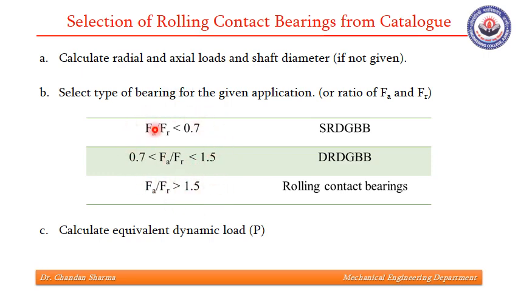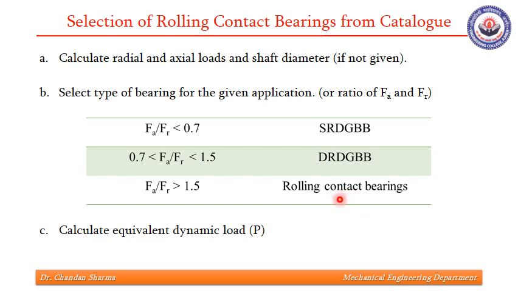If the ratio of FA by FR is less than 0.7, a single row deep groove ball bearing will work. If the ratio is greater than 0.7 but less than 1.5, a double row deep groove ball bearing will work. And if the ratio is more than 1.5, any rolling contact bearing, be it roller bearing, be it needle bearing, be it angular contact bearing, be it self-aligning bearing, will work.